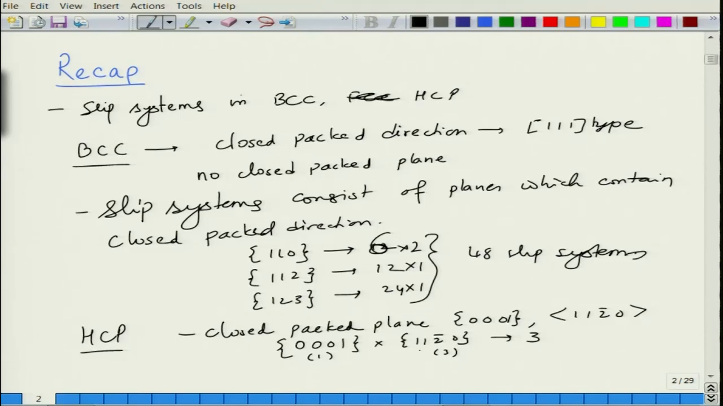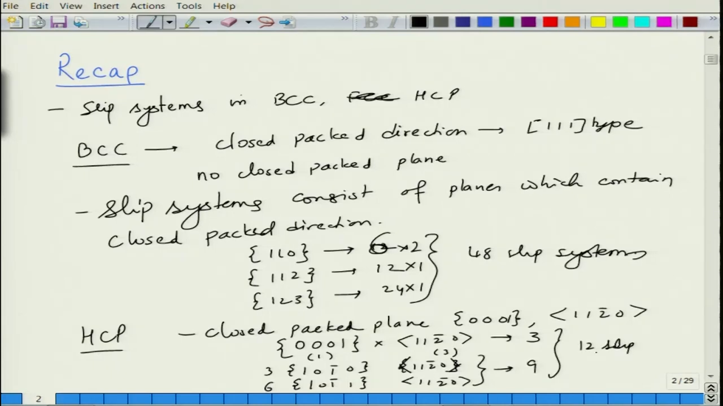But other planes can also contain this direction. Sorry, I am writing wrong brackets. Again, this is the {10-10} plane, and then we can have the {10-11} plane. They again contain the <11-20> direction, and there are 3 planes of these, each containing one direction each. So, they give you another 9 slip systems, a total of 12 slip systems in HCP.